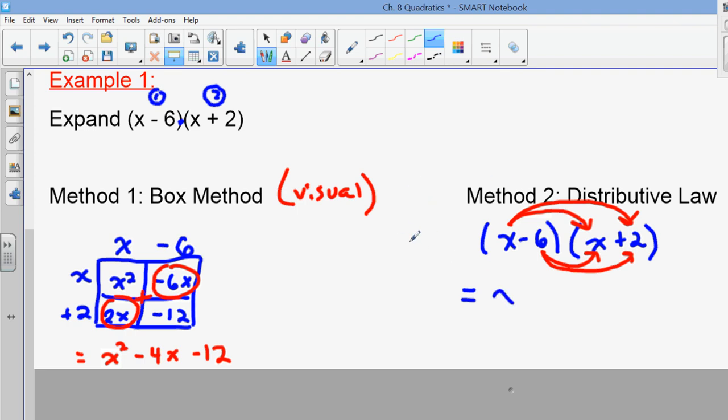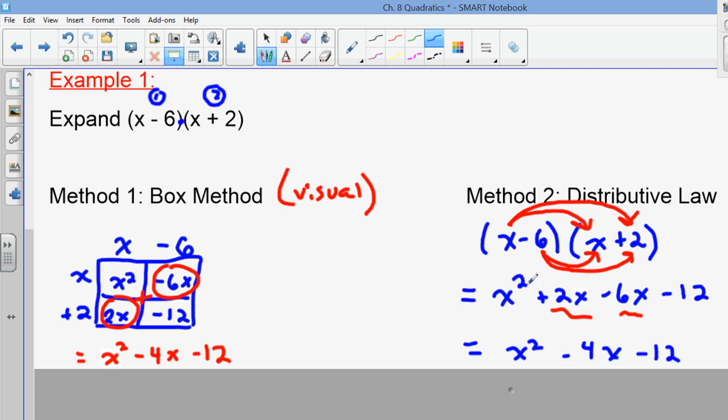So x by x is x squared. x by 2 is 2x. Negative 6 by x is negative 6x. And negative 6 by 2 is negative 12. Once you expand, remember we expand first, and now we combine like terms to simplify. I'm going to grab the 2x and the negative 6x and put those together. So x squared, negative 4x, and minus 12. We wind up with the same answer both ways.